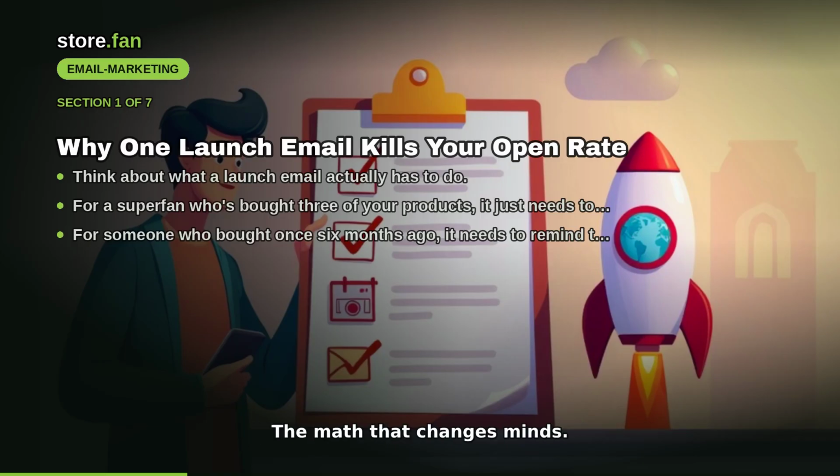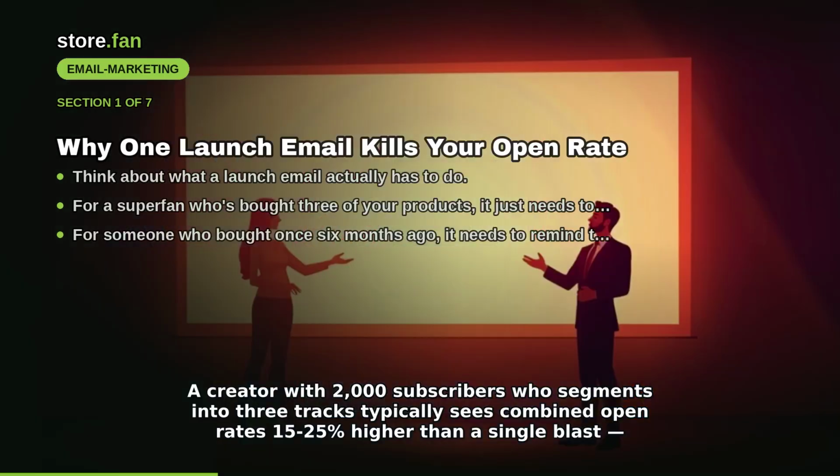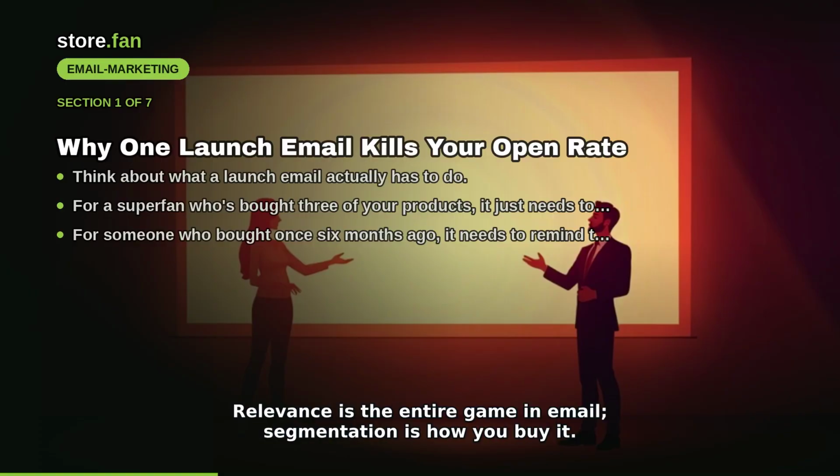The math that changes minds. A creator with 2,002 segments into 3 tracks typically sees combined open rates 15 to 25% higher than a single blast, because each email is actually relevant to the person opening it. Relevance is the entire game in email. Segmentation is how you buy it.